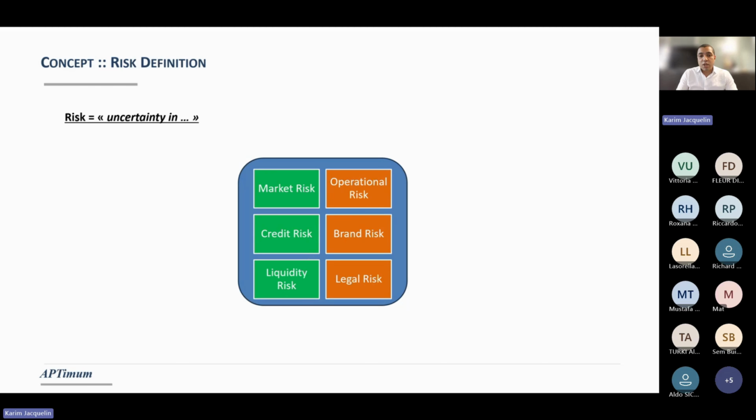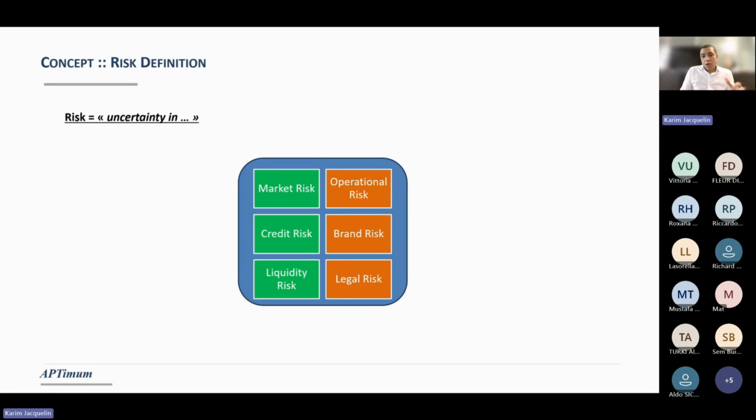There is a fundamental difference between the green risk and the orange risk. For the risk in green, the portfolio manager is intentionally having this risk in the portfolio. The reason why we want to be exposed to those risks is because you get some reward if you carry this risk. This is what we call the risk premium. On the other side, you don't have any upside. You only have downside if you have some operational risk, brand risk, or legal risk.